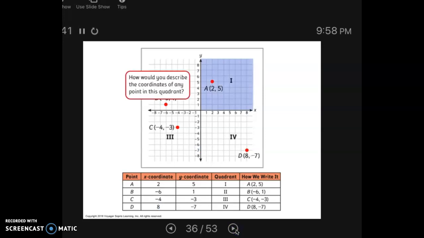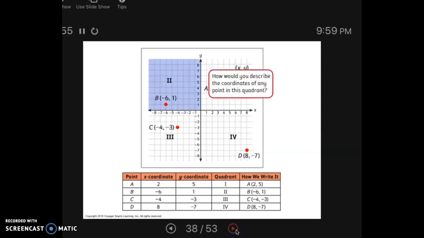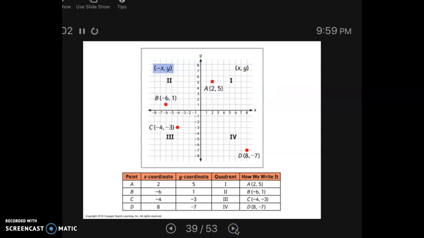Look at quadrant 1. How would you describe the coordinates of any point in this quadrant? Just like point A, all of the points in quadrant 1 have a positive x and a positive y. Quadrant 2, how would you describe the coordinates of any point in this quadrant? Every point in quadrant 2 has a negative x and a positive y, and so on and so forth in each quadrant.